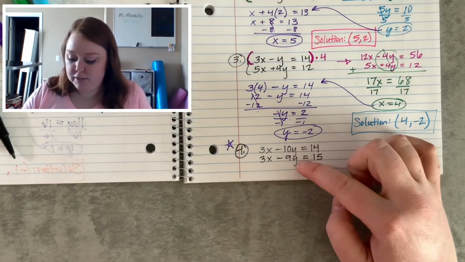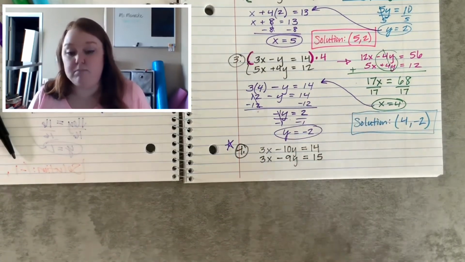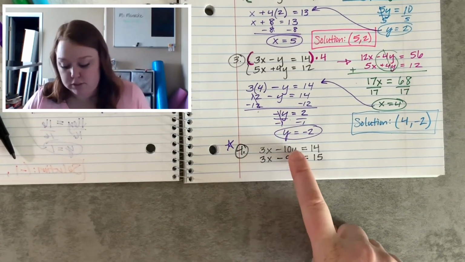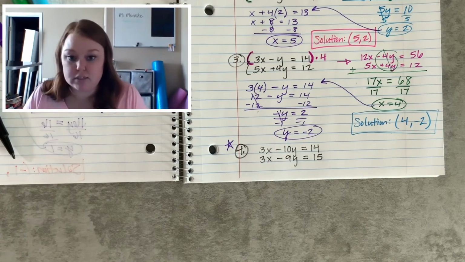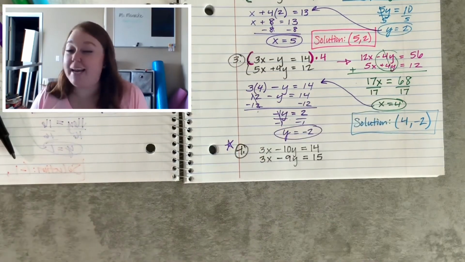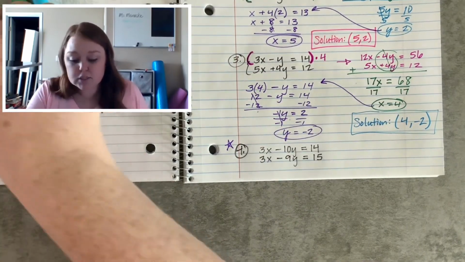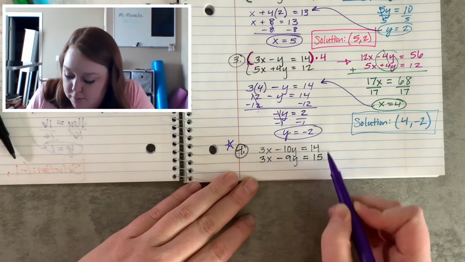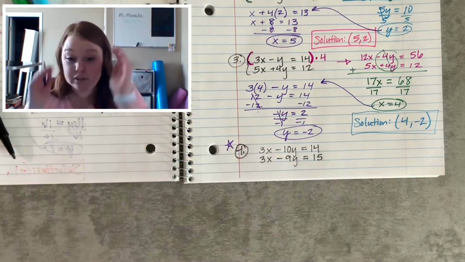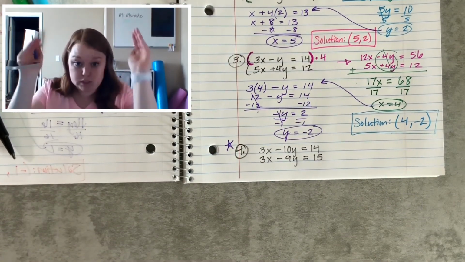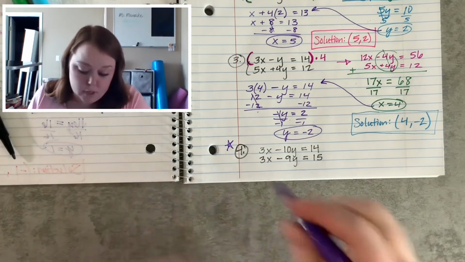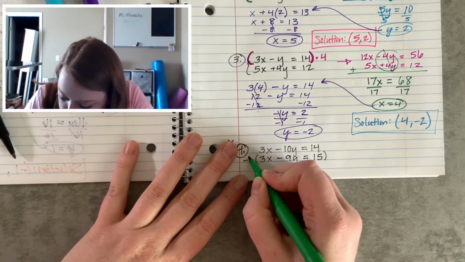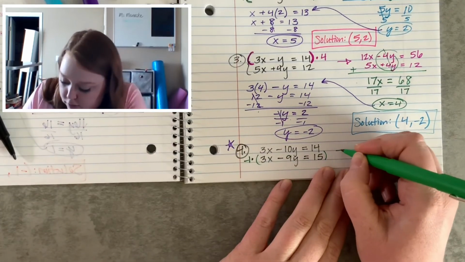So nothing eliminates immediately. It's all lined up, but 3 and 3 doesn't cancel to 0. Negative 10 with a negative 9 doesn't cancel to 0. But 3 with a negative 3 would. So I'm going to suggest that you times, and honestly, you could times either equation by -1 and you would result in the same answer. But to get you started, let's just times this bottom equation by -1.